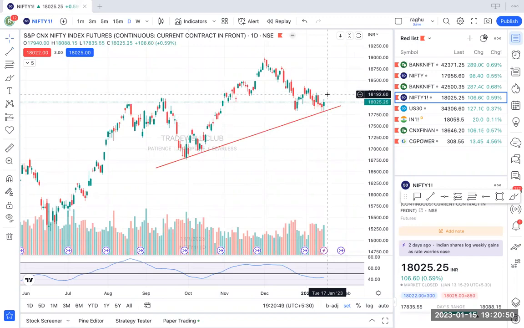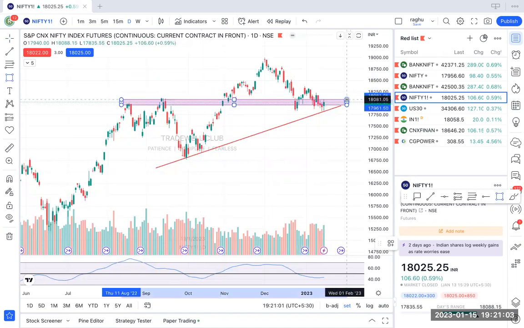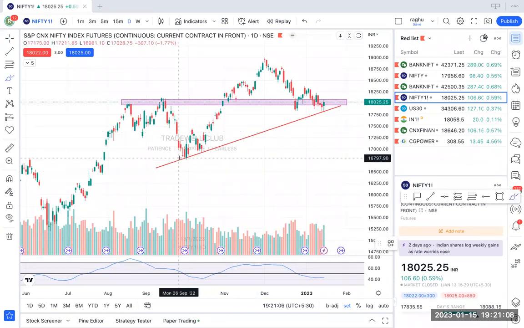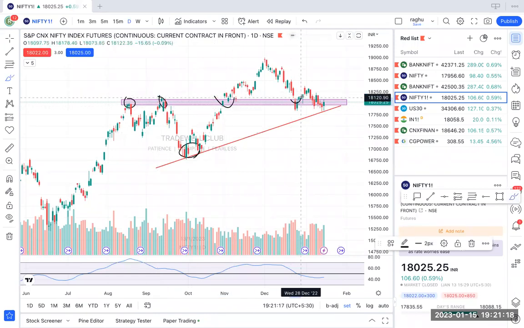Till where might it go? Again, price action. One minute, guys, I'm looking for my tool. In this particular zone, if you're observing, this is the zone where the market always gave trouble. One here, two here, three again. This was a recovery, again a recovery, again struggling at this particular point.